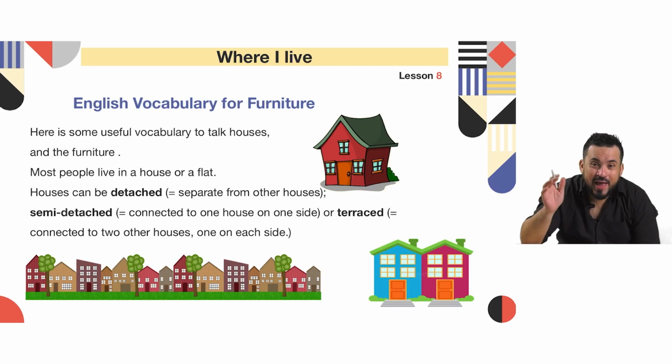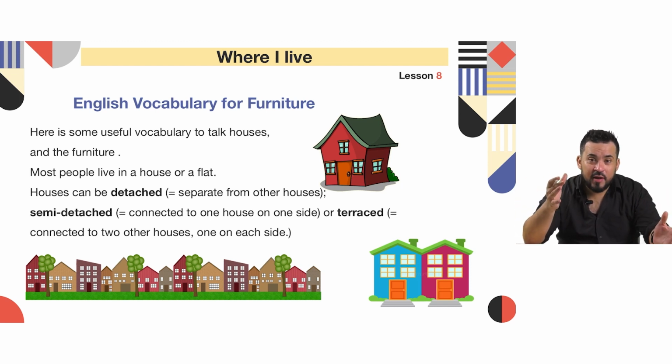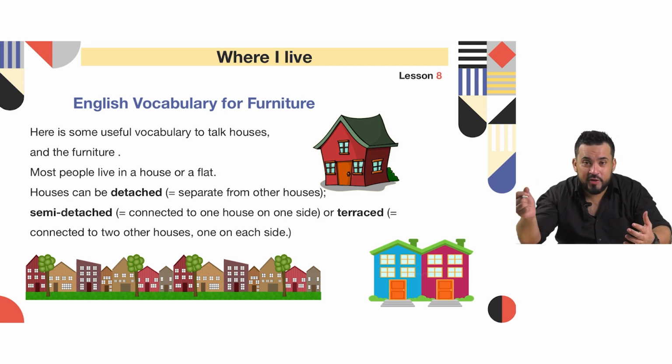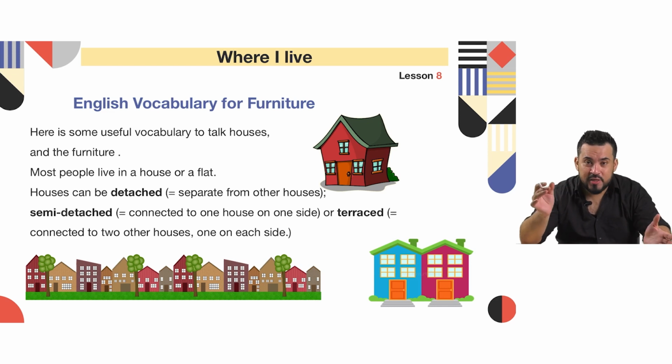Let's start with house furniture. Okay, vocabulary for furniture around the house. First, let's talk about where you live. Most people live either in flats, as they call them in British English, or apartments, as they call them in American English. Some people live in houses. Now we have types of houses.